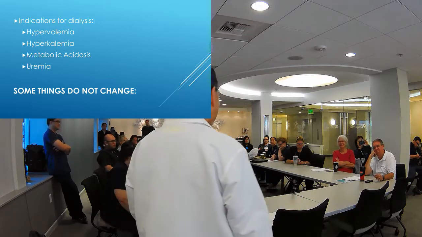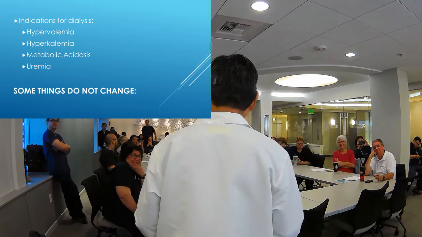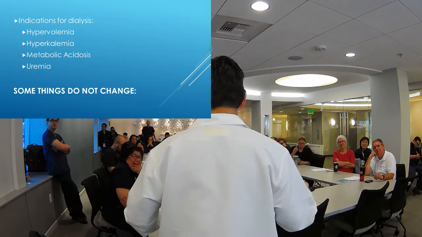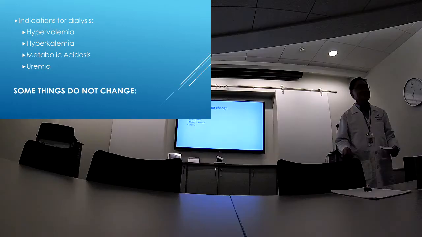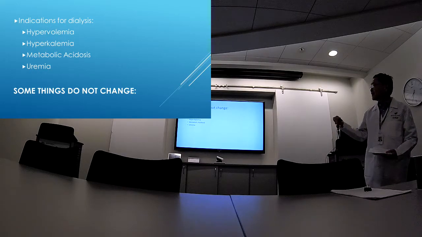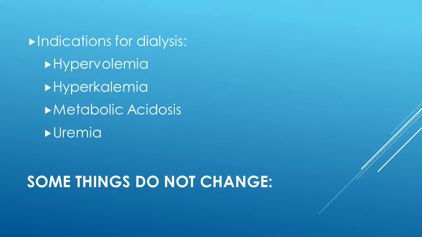Yeah, I saw that. But it doesn't happen with all patients, and if it only happens a quarter of the time, the system's still way ahead. So some things don't change though. The indications for dialysis: they have too much volume, too much potassium, acidosis, or uremia.